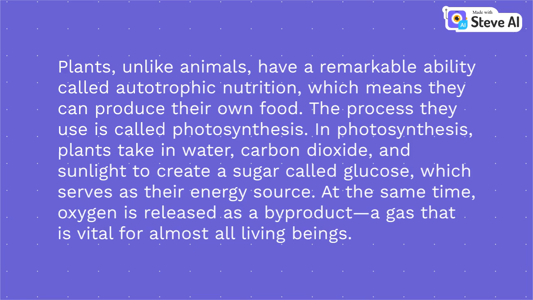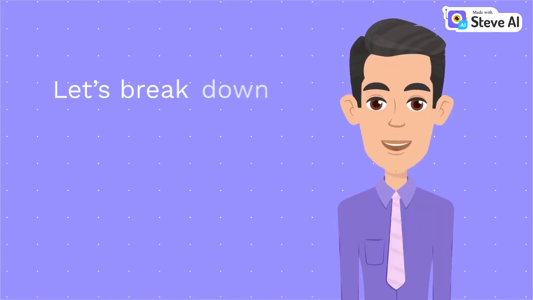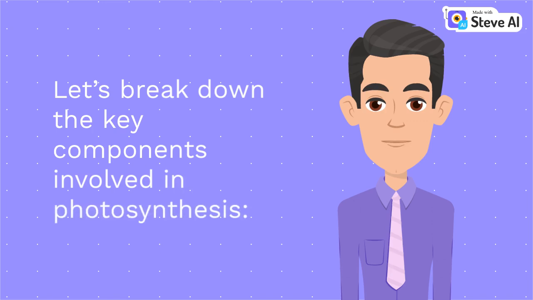In photosynthesis, plants take in water, carbon dioxide, and sunlight to create a sugar called glucose, which serves as their energy source. At the same time, oxygen is released as a byproduct, a gas that is vital for almost all living beings. Let's break down the key components involved in photosynthesis.